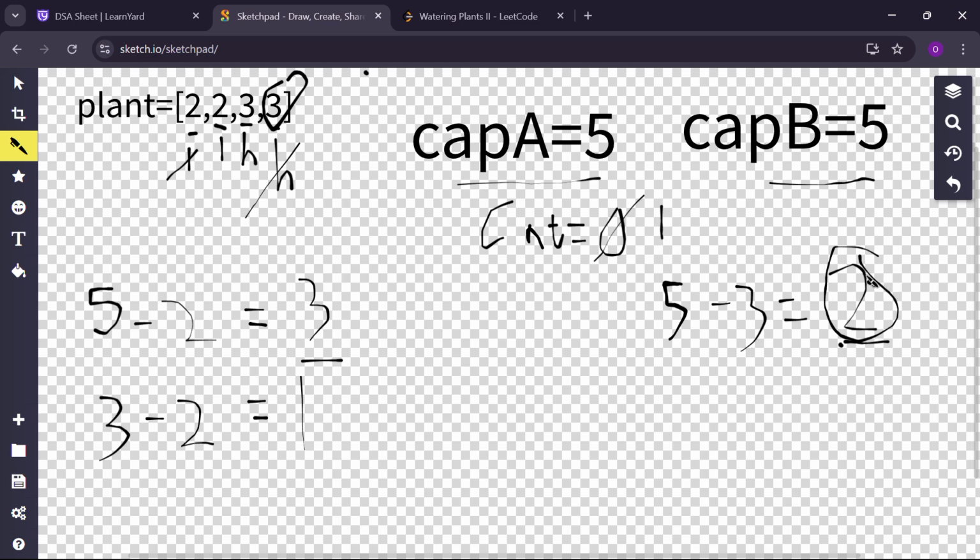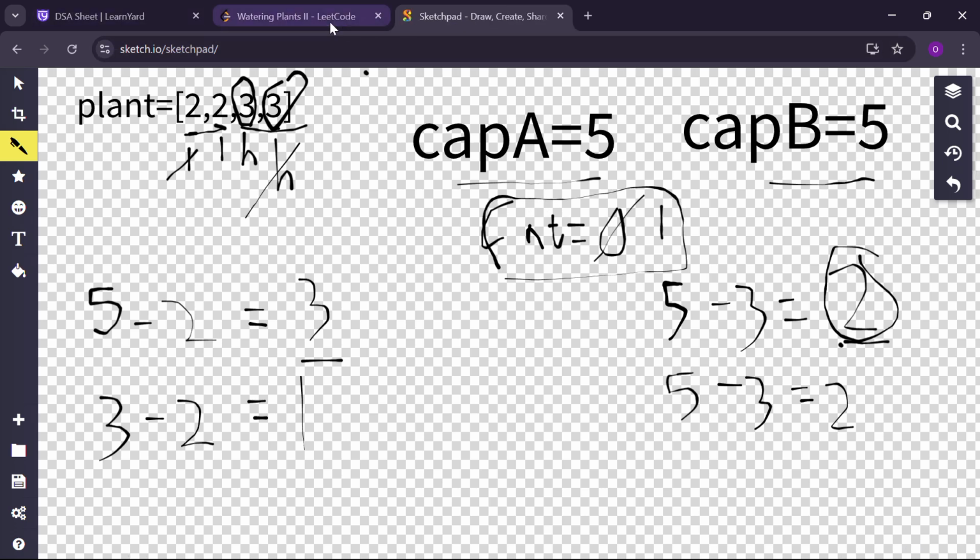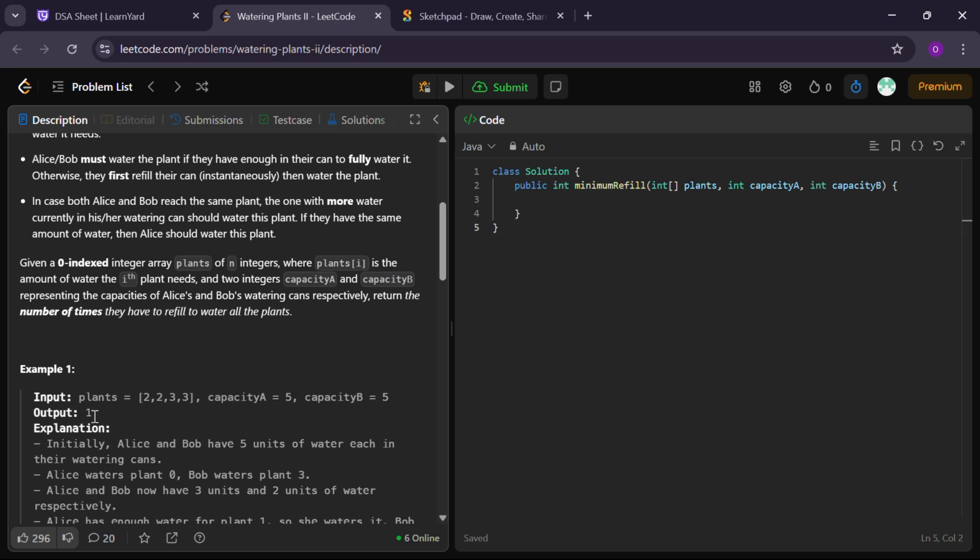Now, when we refill this can, it again becomes 5. Now we have a capacity of 5, and this plant needs 3. So we subtract 3 and we have 2. Okay, done. Now Alice has done her job from left to right and Bob has done his job. All of the plants get water and our counter is 1. So simply we will return our count as 1. You can see here 1 is the answer.